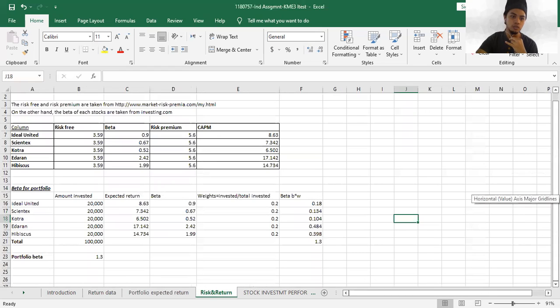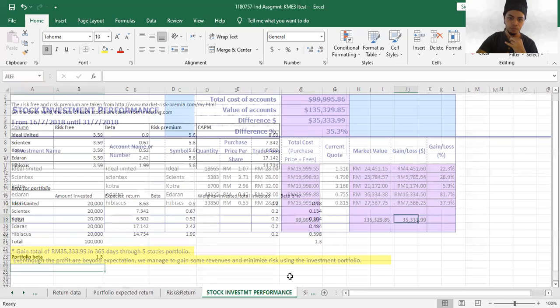This slide explains the calculation of the portfolio beta. The portfolio beta is calculated by multiplying the beta by the weight. The weight is calculated as the amount invested divided by the total invested, and the portfolio beta is 1.3.